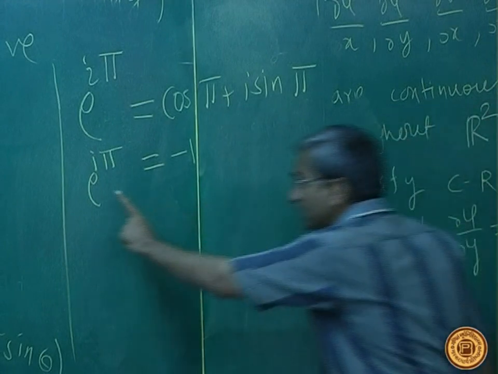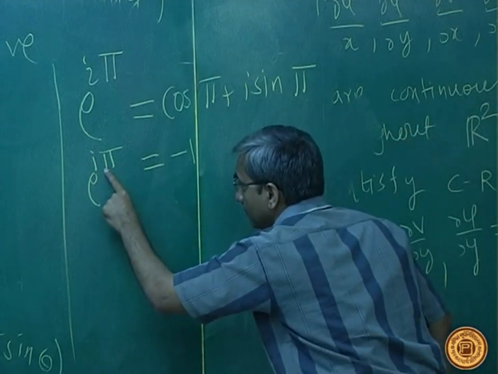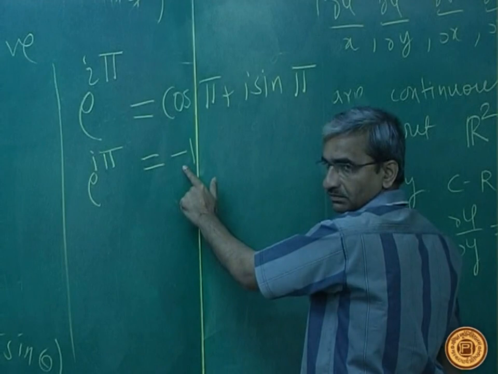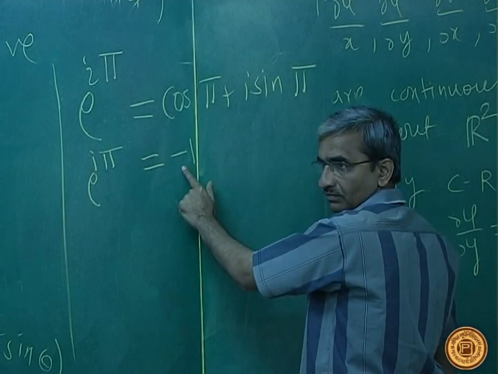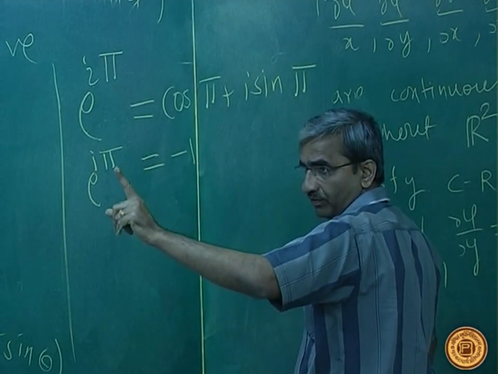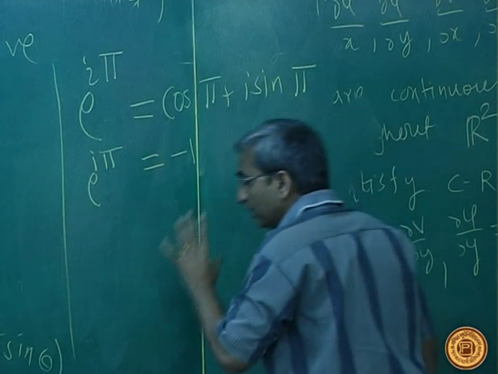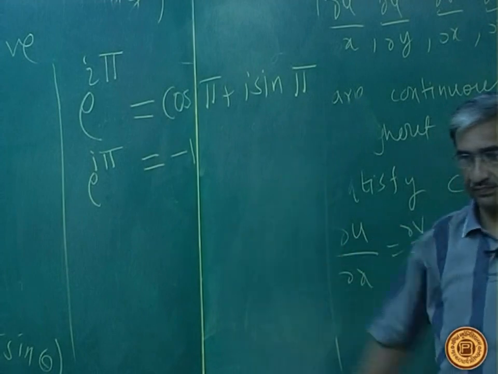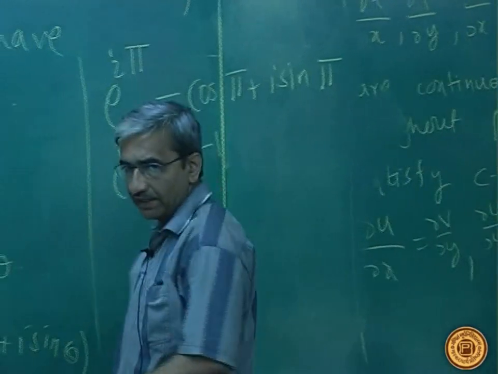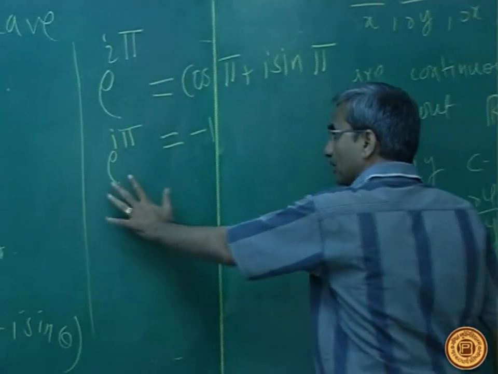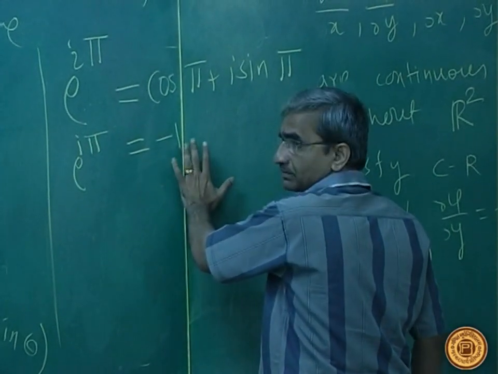So the exponential of some quantity is negative. This is different from what happens in the real variable. In real variable, e to the power x is always positive. We know that e to the power x is positive, but e to the power z can take negative values. See this, okay?